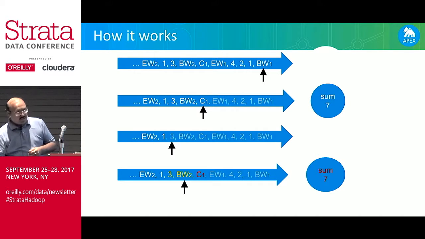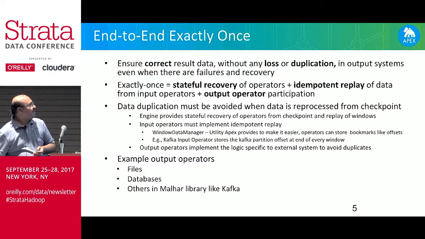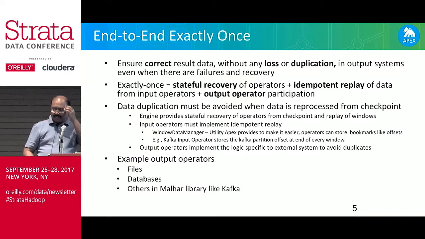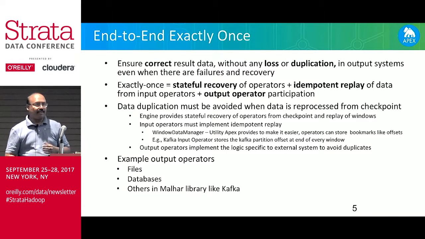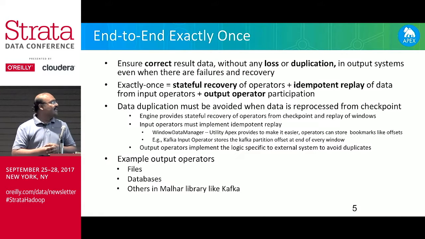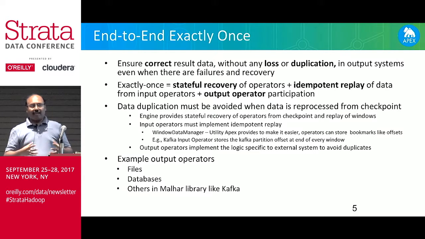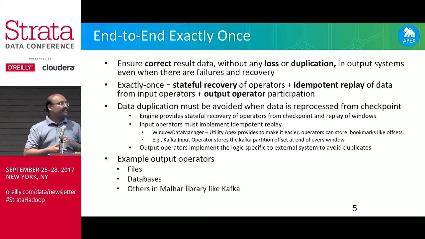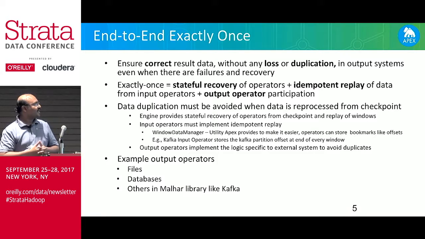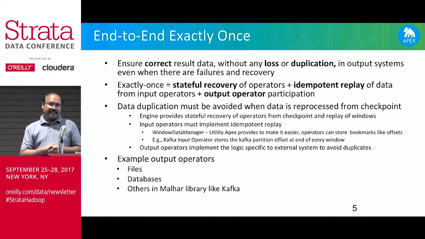So from here, how do you achieve exactly once? What we define as exactly once, or end-to-end exactly once, is that your streaming pipeline produces correct results, the results being stored in an external system. There is no loss and no duplication, even in case of failures in your pipeline. So it actually requires three things.